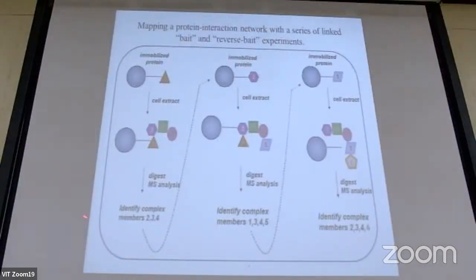That is all done. Then, when you move on to the second step, we call it the reverse bait experiment. The first experiment is called bait, and this is called reverse bait. In reverse bait, we pick out one protein among the newest members. For example, 2 is immobilized, and then we add the same cell extract and find out if the same members are associating.